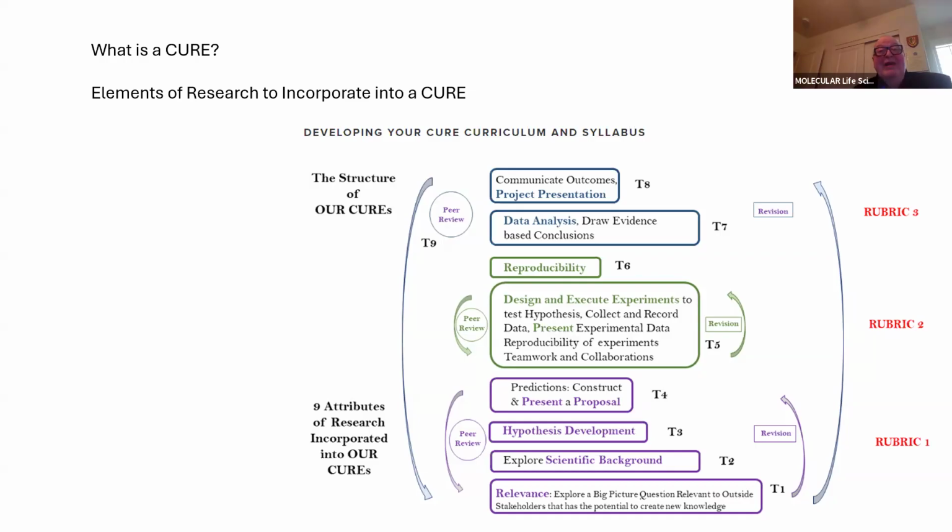So Tam had reproducibility on her list. It was part of design and execute experiments, but that iteration and reproducibility is an important part of science. We all know that as scientists.